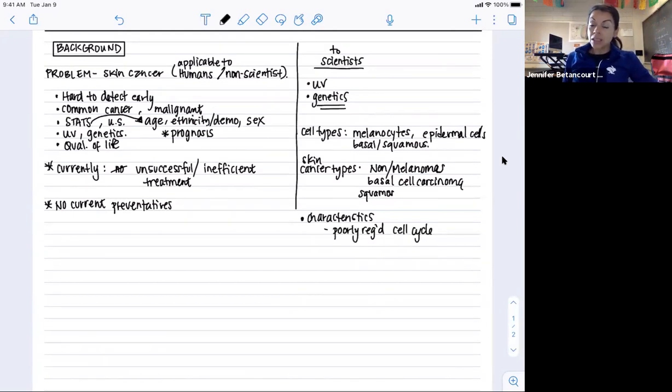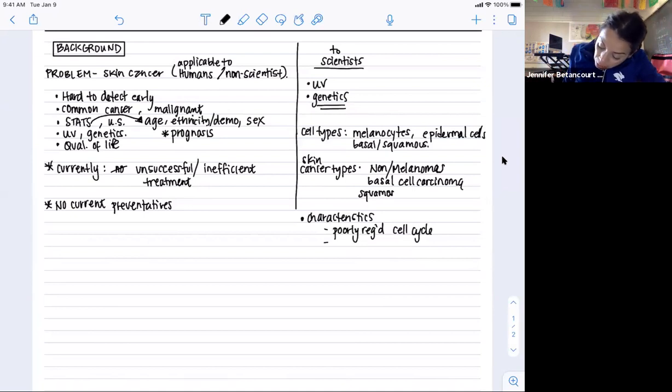So that means the cell is dividing when it's not supposed to, and then passing the damaged DNA onto that generation. And then that cell, it doesn't know that it's made wrong. So it replicates its DNA and it divides, and it just keeps going and going and going. So poorly regulated cell cycle.